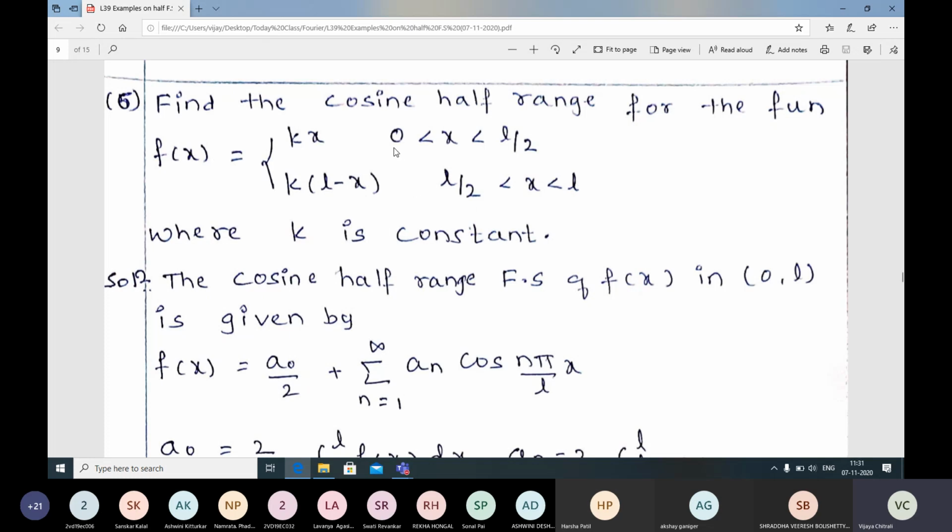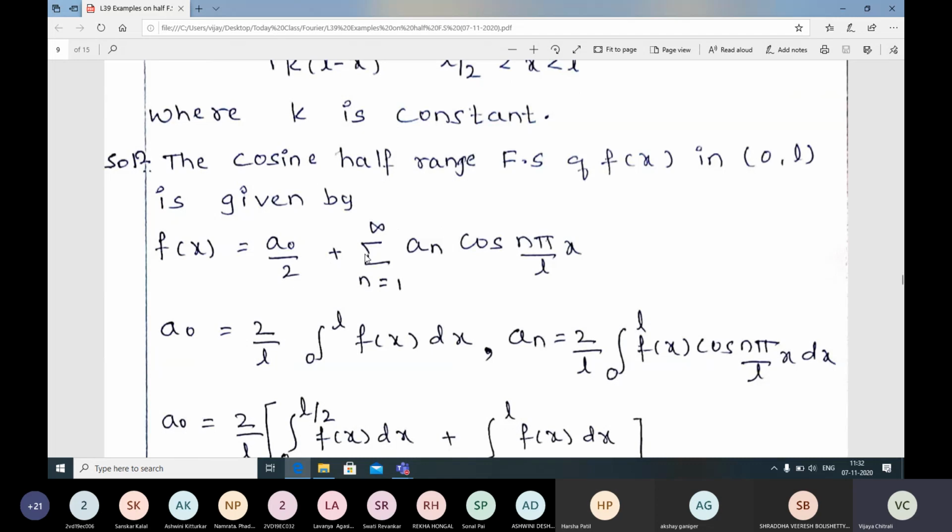So for the interval, see here, starting point is 0 and ending point is L, which means the interval is 0 to L. 0 to L means it is an arbitrary interval, and L by 2 is a point of discontinuity, and k is a constant, right? So we have a cosine half range series for the interval 0 to L, which is given by f of x is equal to a naught by 2 plus summation n is equal to 1 to infinity an cos n pi x by L. And what is a naught? We need to calculate a naught and an.